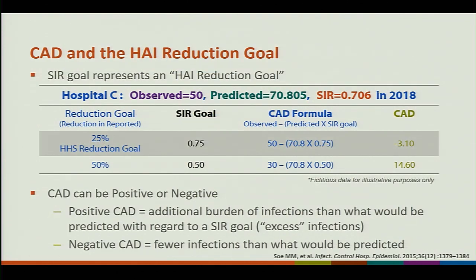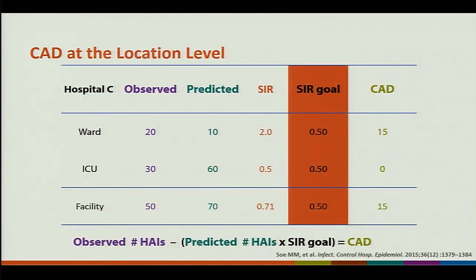So now they have that preventive goal, right? To interpret positive CADs and negative CADs, a negative CAD means simply fewer infections than would be predicted, whereas a positive CAD, and that's the number we're targeting, is the additional burden of infection that would be predicted with regard to the SIR goal. In other words, it's the excess infections. And for the Decker Health Institute, it shows them where their excess infections lie, and then where they can start to target preventing those excess infections.